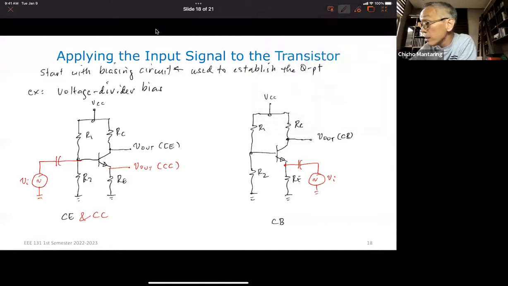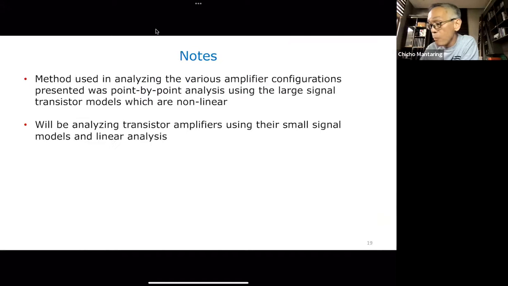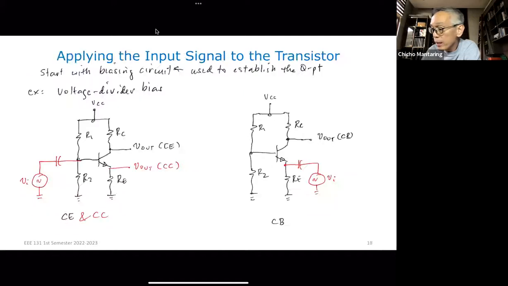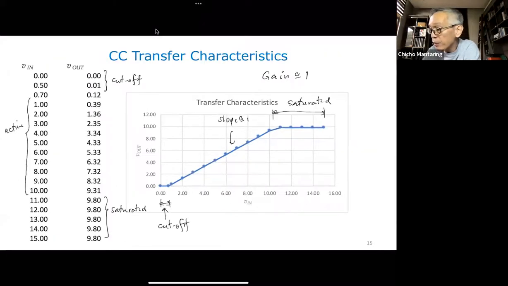Any questions? So I just wanted to show you how the inputs and outputs are applied in an actual amplifier after the bias point has been established. Okay, and then just a few last notes. How did I characterize my amplifier? What did I do? In characterizing my amplifier, what did I do?